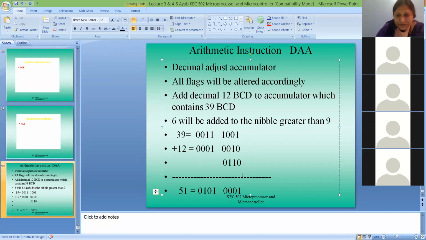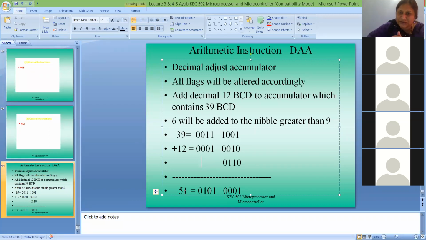If this is not greater than 9, then here 6 will not be added. But if this is greater than 9, here 6 will be added. If both are greater than 9, then both places 6 will be added. So this is how your DAA instruction works. So now instead of 39 plus 12 giving 4B, you will get a new addition result, that is 51.